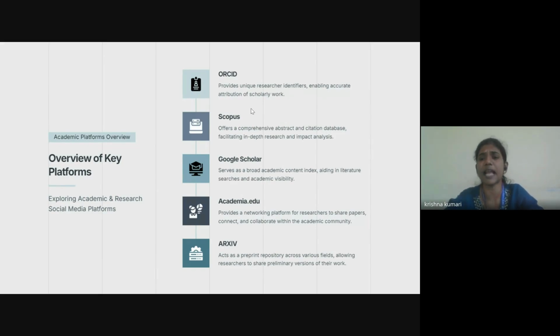And Academia is a networking platform for researchers. On this platform, we can share papers and connect, and this will help us collaborate with the academic community. Academia and ResearchGate are somewhat similar to each other. In ResearchGate, we can share our preprints. Before publishing in a journal, we can share our paper in ResearchGate. By sharing our paper there, we will be able to get comments from others on whether our work is right, whether we have made any mistakes, or whether we can enhance our work. And we can also get collaborations.